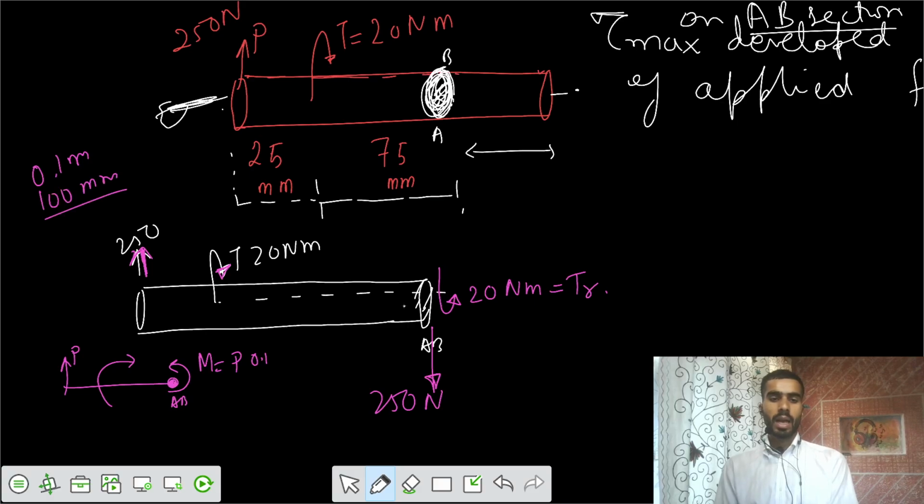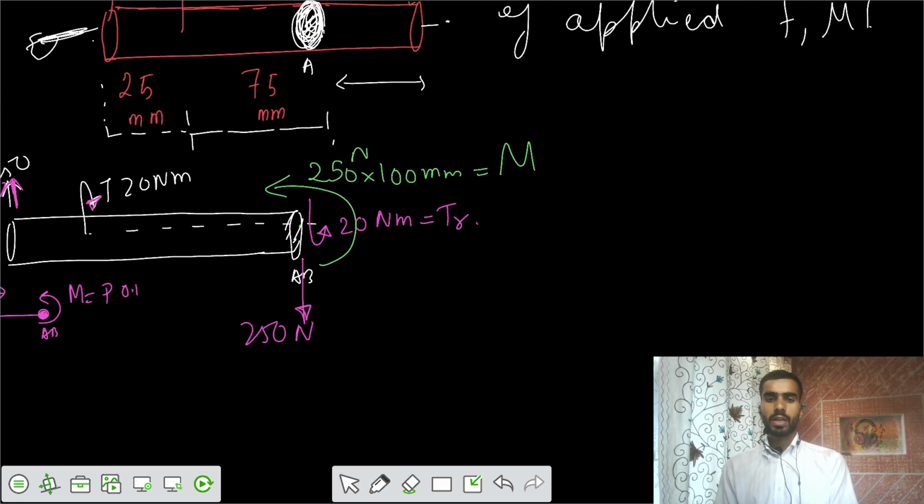So you can write a moment developed would be equal to P into 0.1. So I can show that moment also. So a moment developed in the anti-clockwise direction, to resist that effect of that 250 into length L. I would write that moment developed would be equal to 250 Newton into 100 millimeter. That is moment developed, resisting moment.